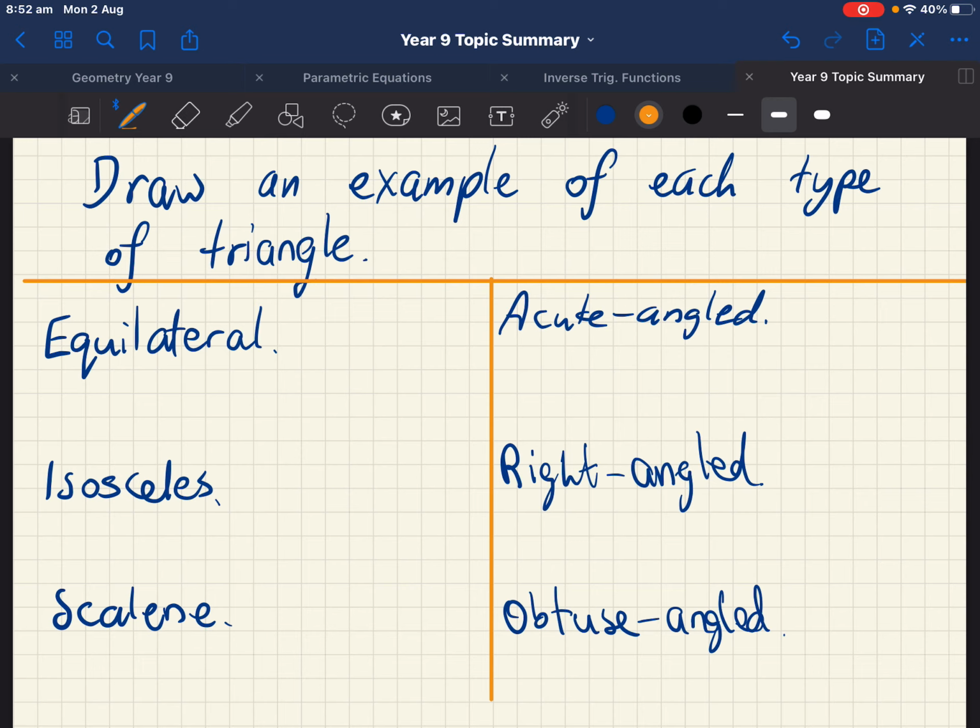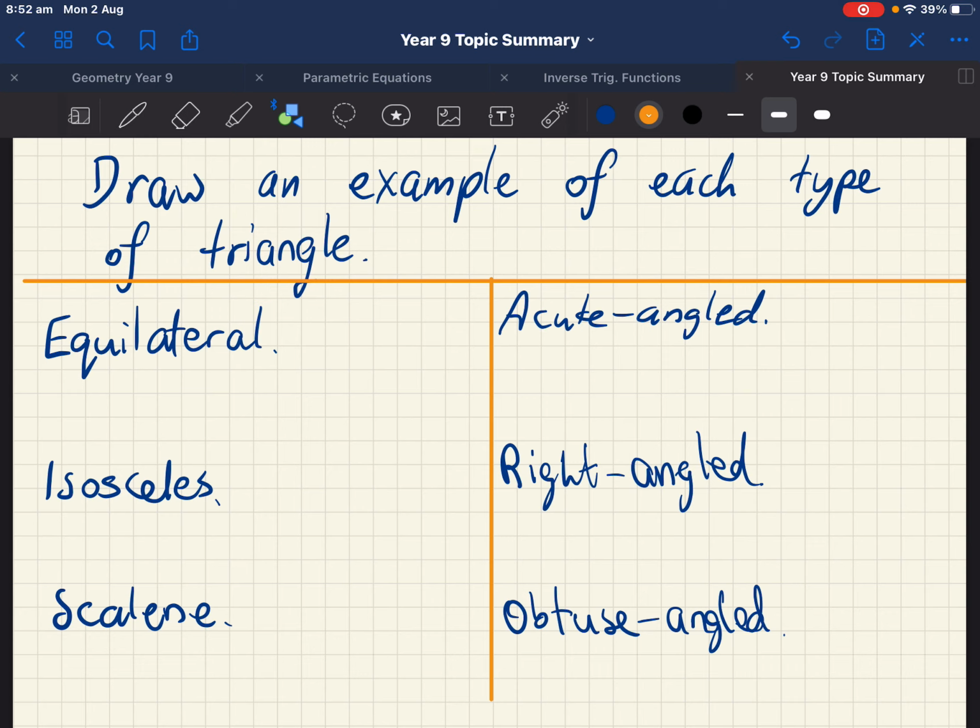So maybe just in your mind, or if you've got your pen and paper there ready, maybe just some scrap paper, maybe pause the video and have a go at drawing what you think an example of each one of these triangles would be. Okay, so your diagrams or drawings might look a little bit different to mine, but if it has the key features the same, they will be the same.